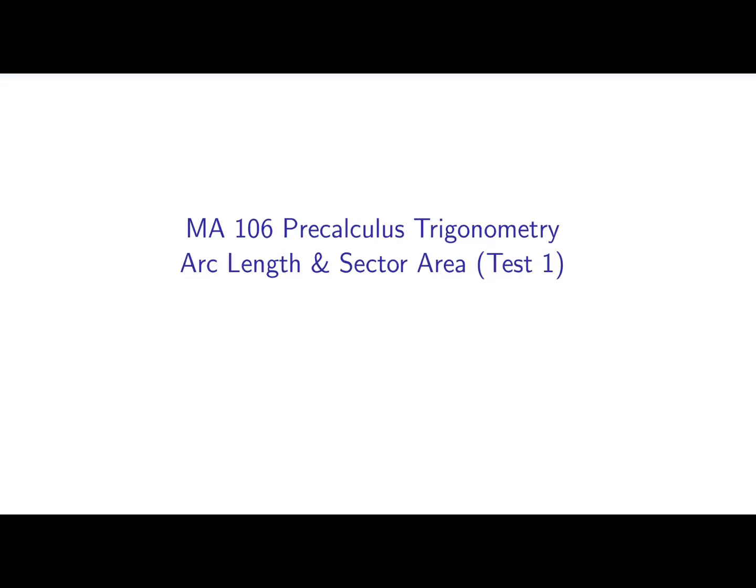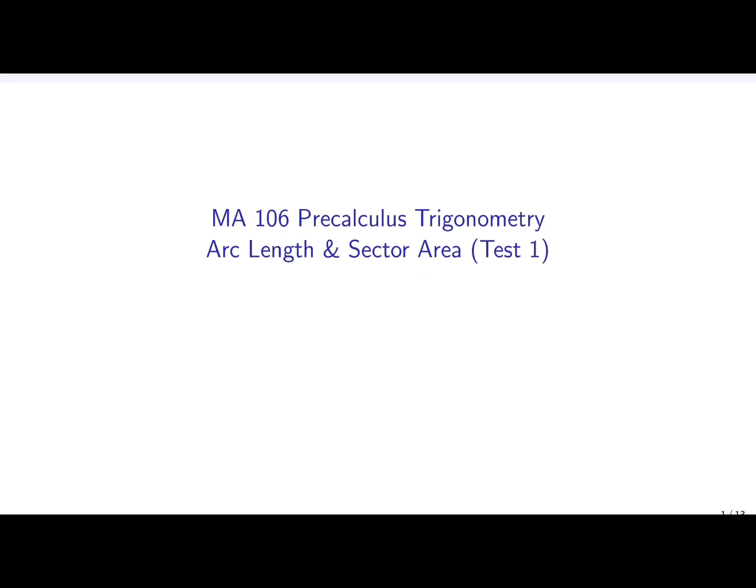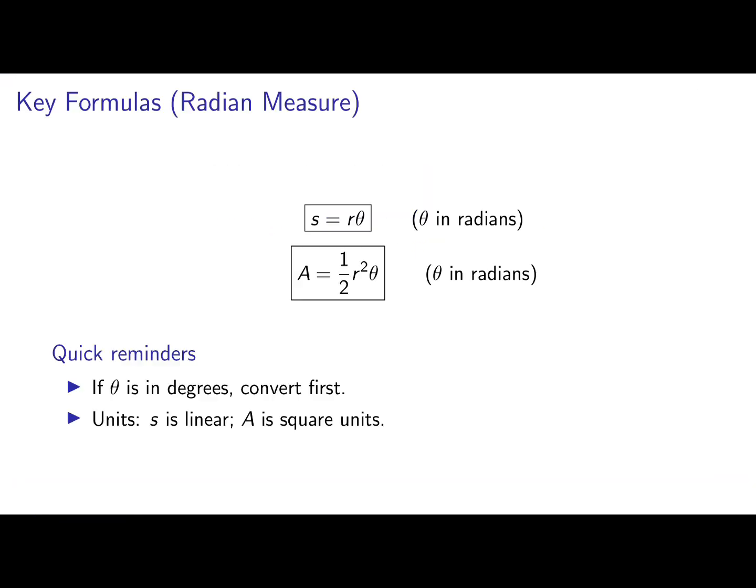In this video, we are covering one of the easiest places to earn points on precalculus trigonometry, that is arc length and the area of a sector. It's basically just two formulas. Here are the only two formulas you need.